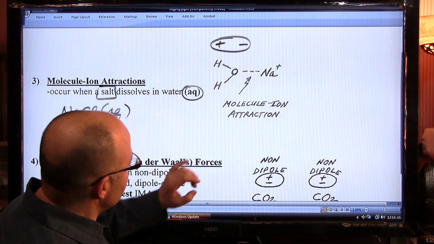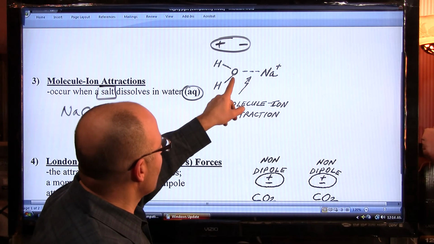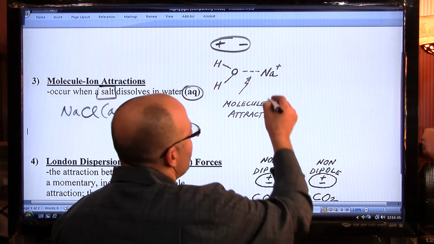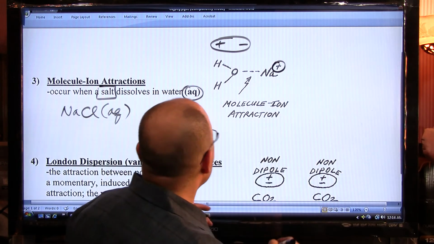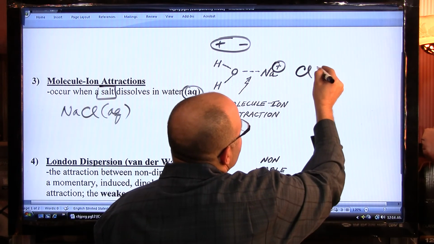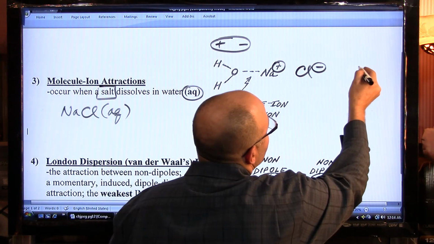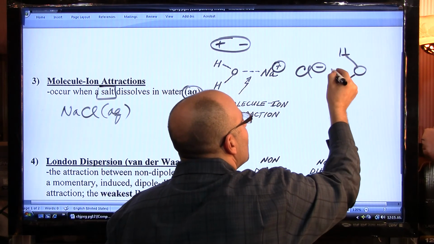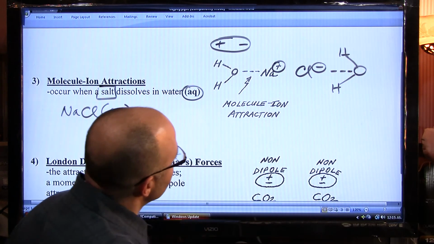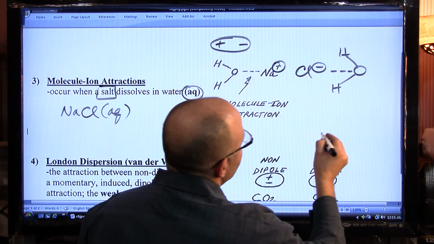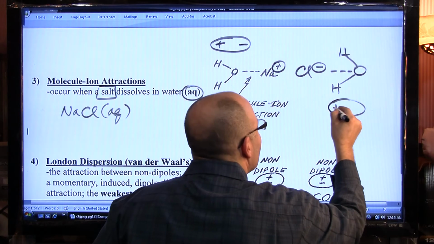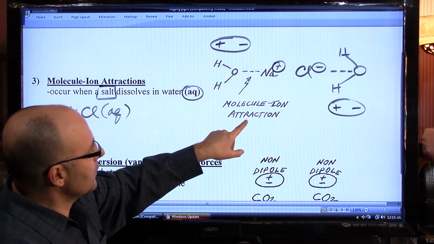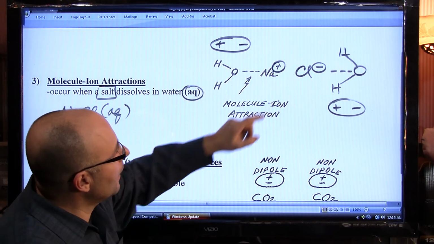And so what happens is that the negative pole of the water molecule, which is the oxygen atom, will be attracted to the sodium ions, which are positive. And for that matter, the chloride ions would be attracted to the positive pole. We could draw that like this, with dashed lines representing the attractions, because if you recall, the hydrogen is the positive pole. So these attractions are called molecule-ion attractions because it's the attraction between a molecule and an ion.